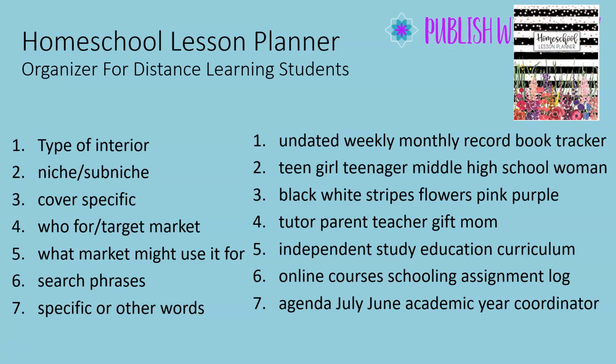All right, so how do I do these 7 keyword boxes? Now, I kind of have this structure for myself, but it is just a structure, okay? It's to help me when I'm trying to do keywords. So I start with type of interior for the first box, niche and sub-niche, cover specific, who it's for, what's my target market, what the market might use it for, so other things they might use it for, search phrases, specific words, or other keywords. All right, so those help me. Now I go through and I fill these out as best I can.